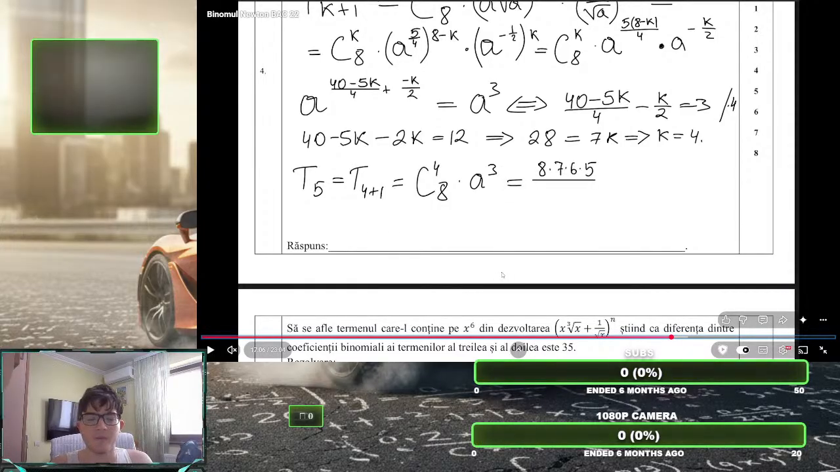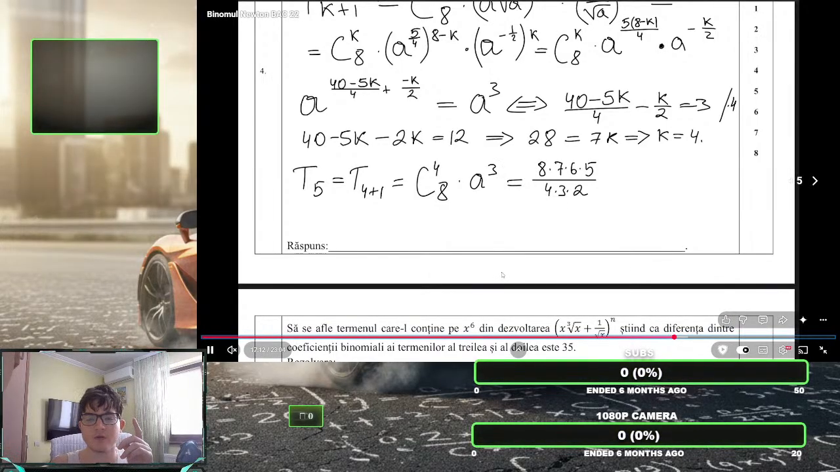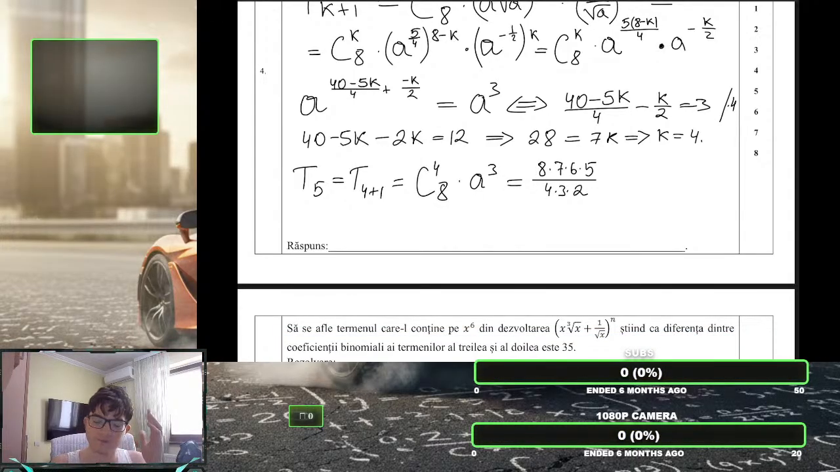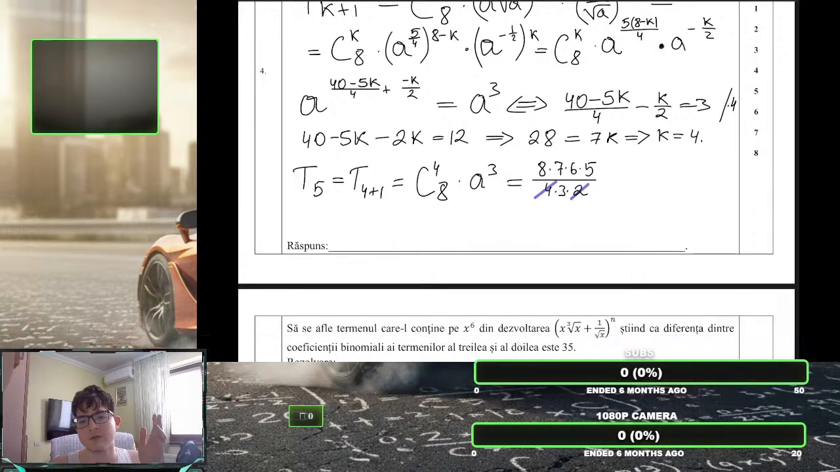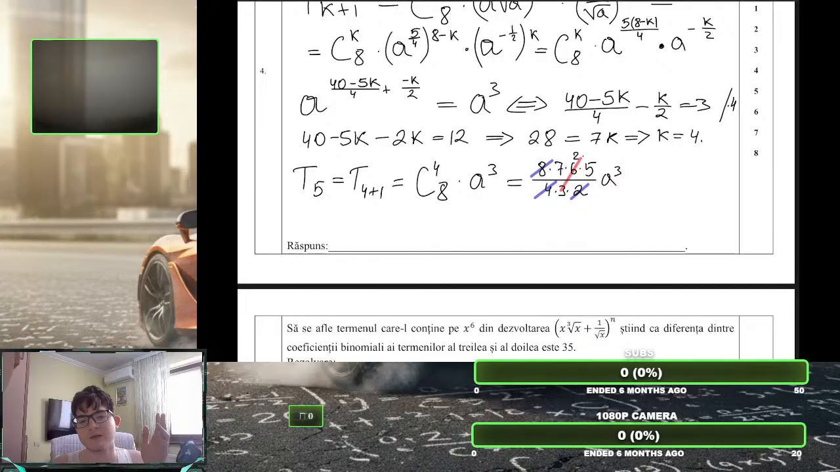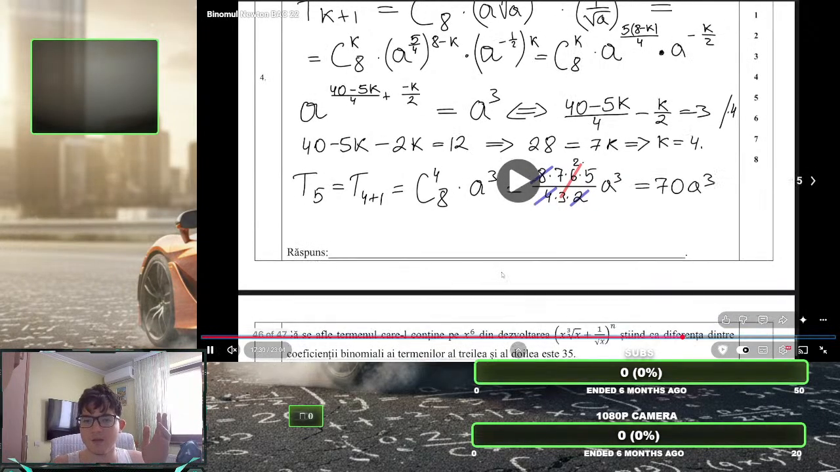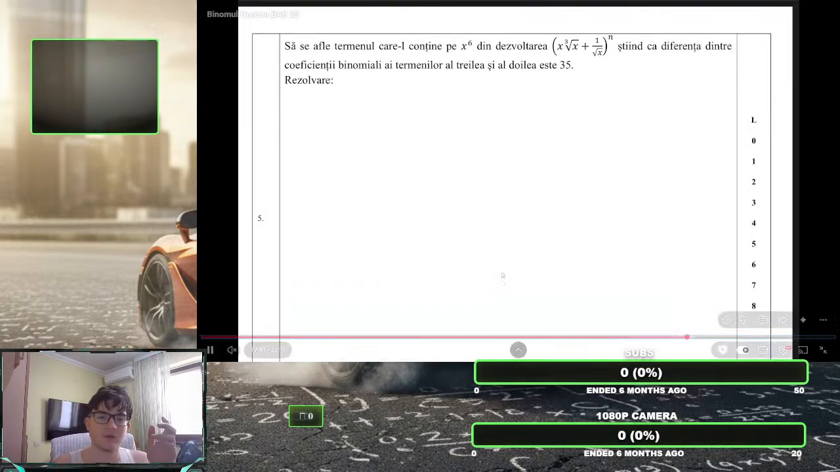Below, 4 exclamation mark. We just write it down. We just write down 2 times 3 times 4. Boom, genius. And now simplification. 2, 4, 8, 3, 6. So it's gonna be 14 times 5, which is 70, times 8 to the power 3. T5, boom, boom, bruv. So that's that.